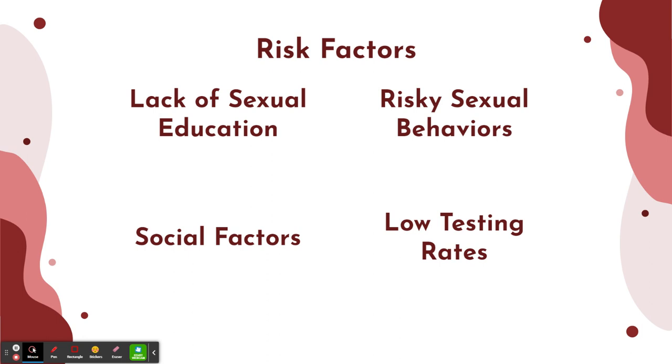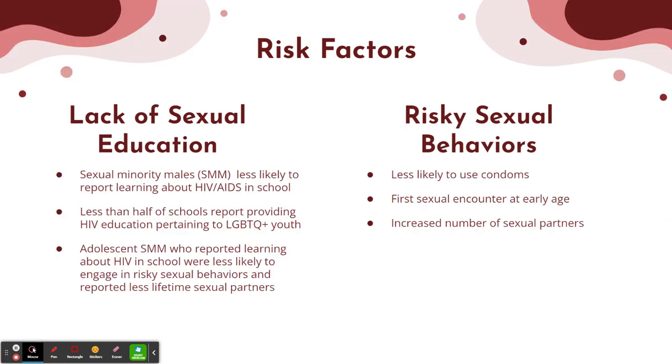So general risk factors of why this is occurring and why we're seeing these higher rates of HIV in LGBTQ plus youth compared to their cisgender heterosexual counterparts would be lack of sexual education in schools, risky sexual behaviors, some social factors related to being LGBTQ plus, and then low testing rates. So, lack of sexual education. In general, LGBTQ plus people aren't really considered in the curriculum for sex ed in high schools, and this is seen in the differences in outcomes.